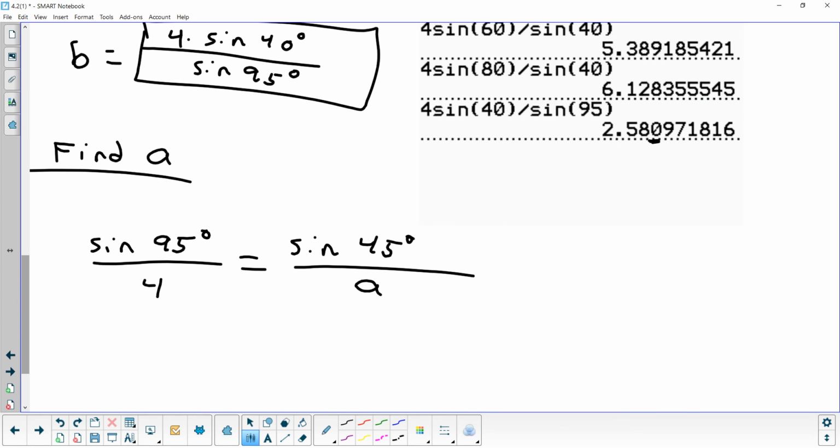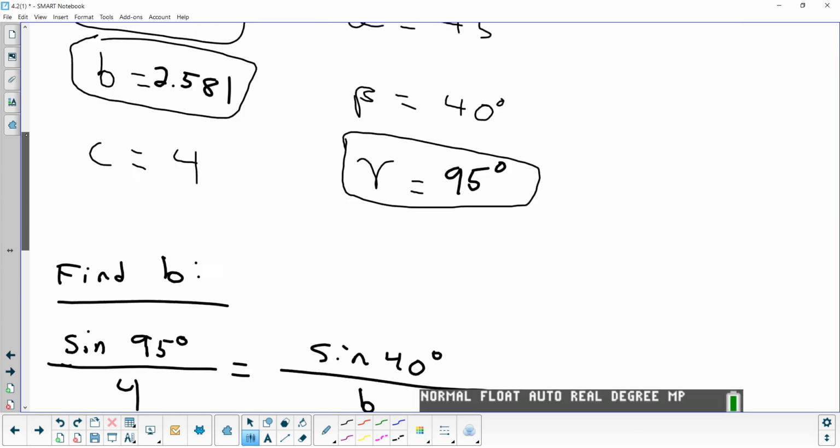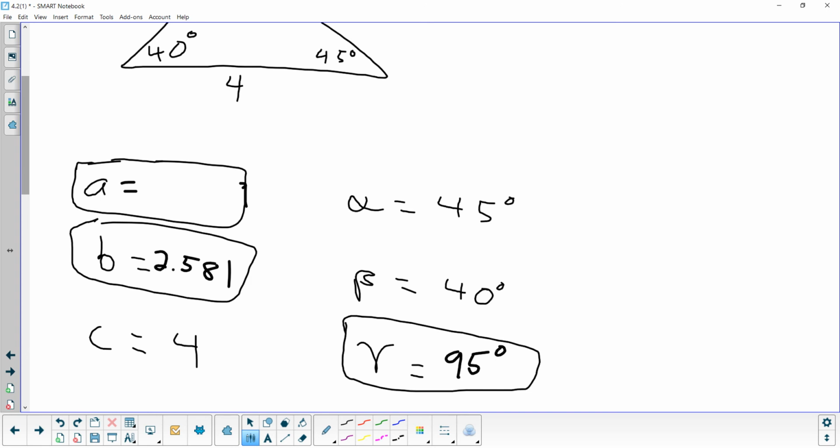All right, now before I solve it, if I scroll back up and look at my table, I can see that alpha and beta are pretty close. In fact, if alpha and beta were the same, that would already be done in this problem, because if you have 2 angles that are the same, then you have 2 sides that are the same. But they're a little bit different. Alpha is a little bit bigger, so A is going to be a little bit bigger than 2.581.